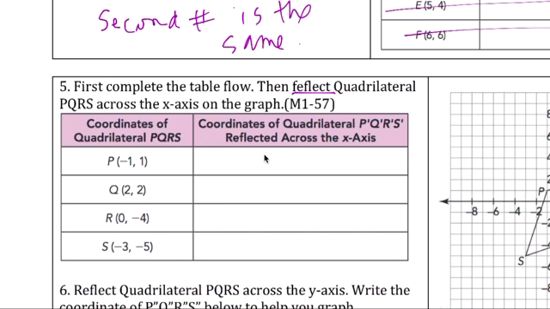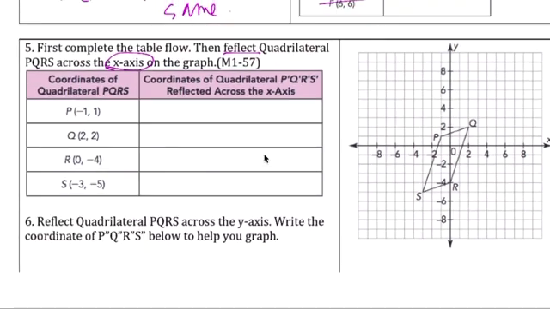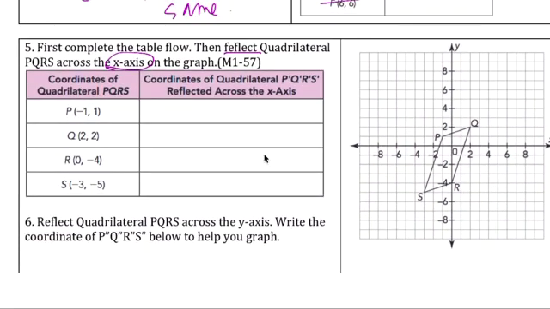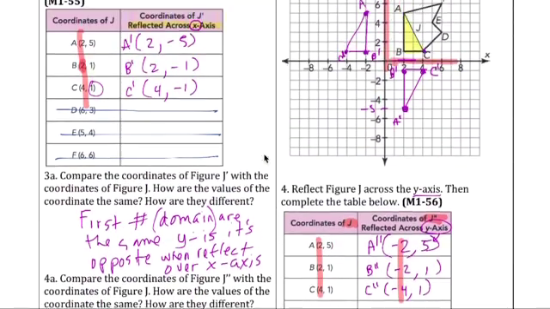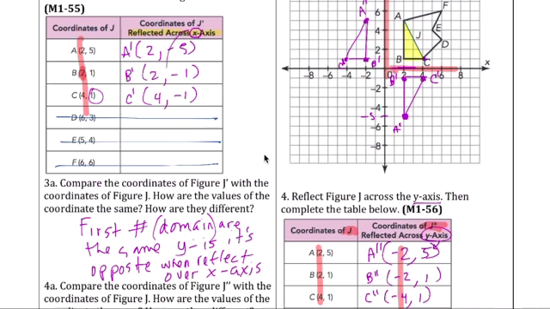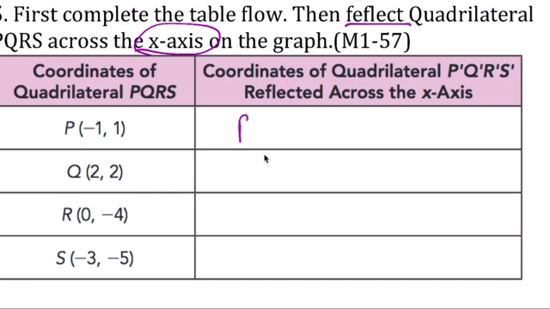First, complete the table below, then reflect quadrilateral PQRS across the x-axis on the graph. Okay, and depending on which class, not every class did every point except one. Over the x-axis, what do we know with the x-axis? We go back here. We know the y changes and x stays the same. So x stays the same, and y is its opposite. X stays the same, y is its opposite.